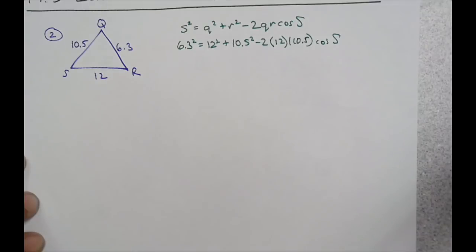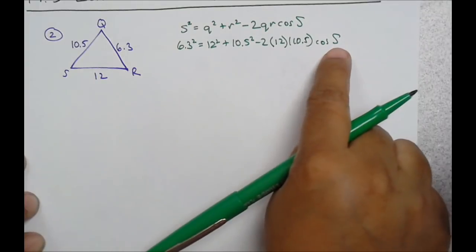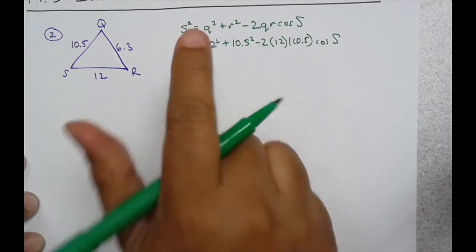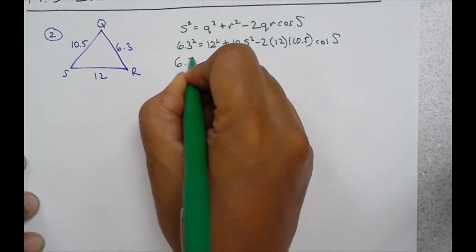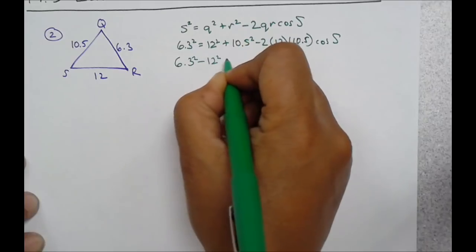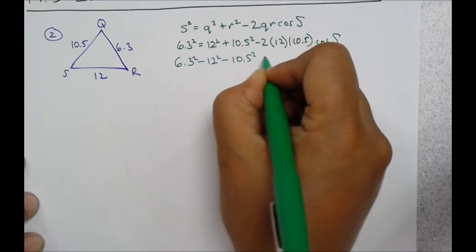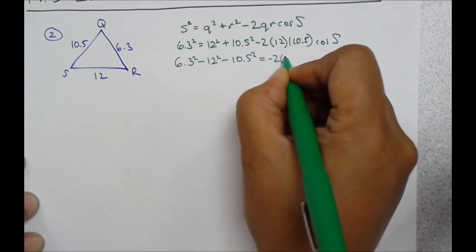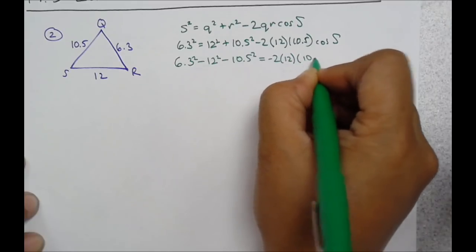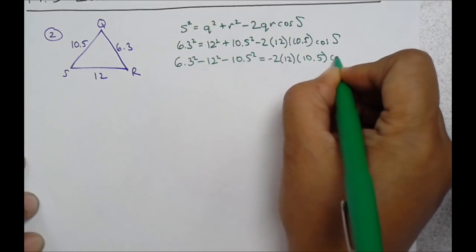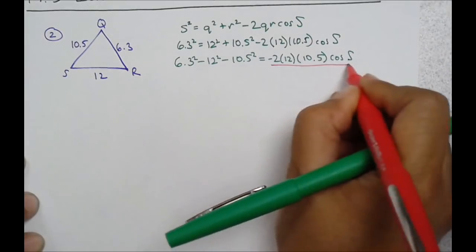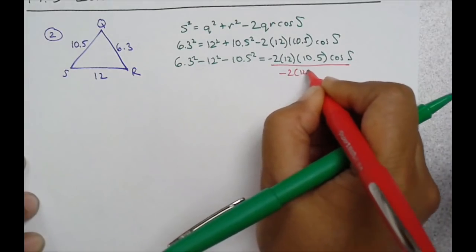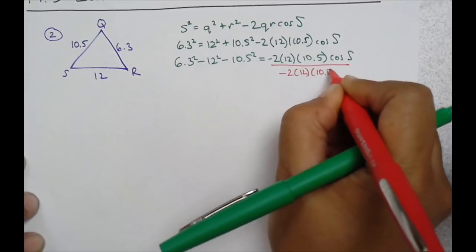All right, I have everything there except I need to solve for S. I'm going to move everything to the other side. Start with adding and subtracting first. So we have 6.3 squared, subtract the 12 squared, subtract the 10.5 squared. The rest of this you cannot subtract over because it's together by multiplication. So in order to get rid of that, I'm actually going to have to divide it by this negative 2 times 12 times 10.5.